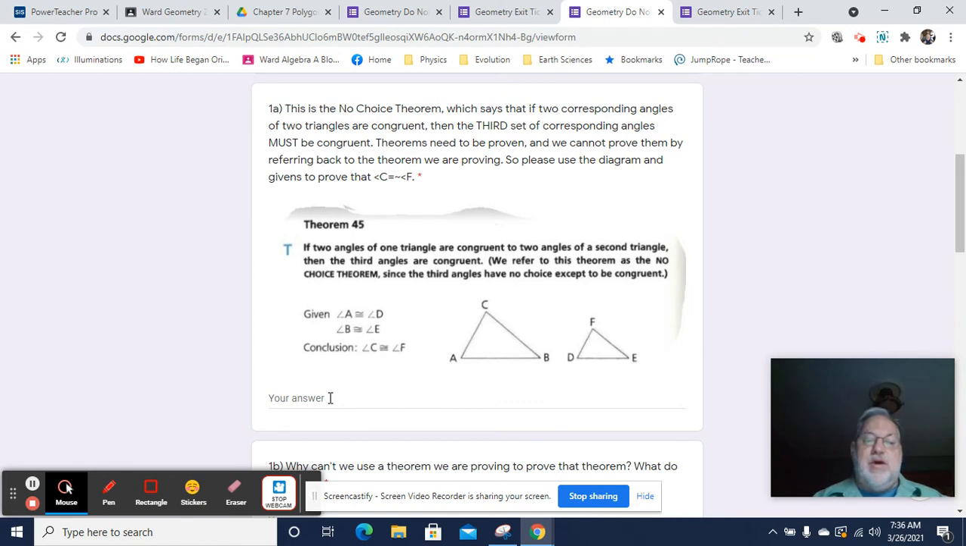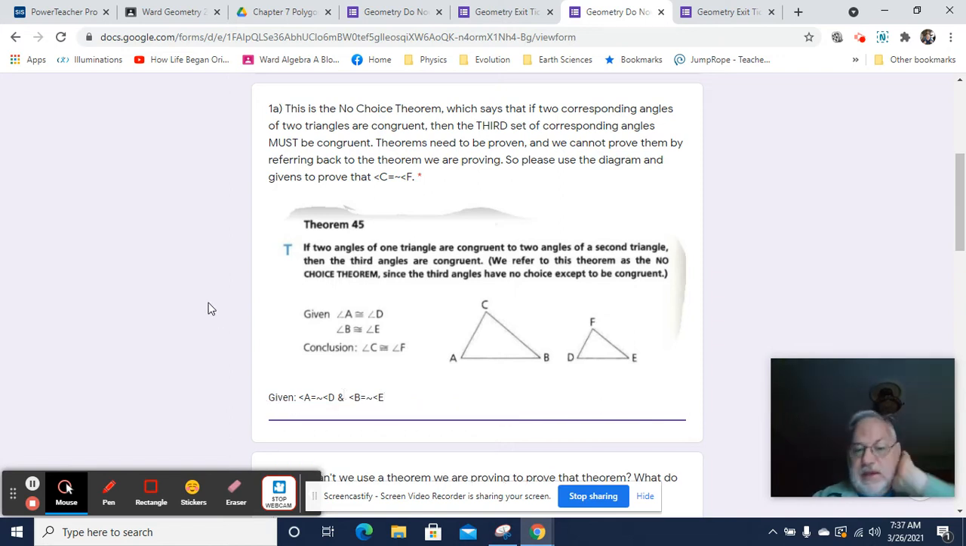So we know angle A is congruent to angle D. We know angle B is congruent to angle E. So we have, given, angle A is congruent to angle D, and angle B is congruent to angle E. Cool, we've been given that.